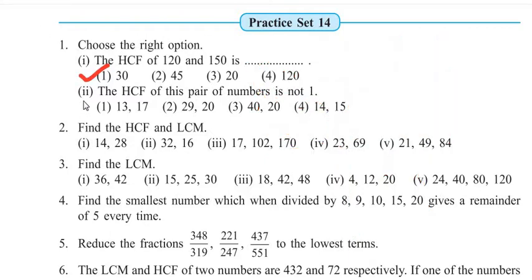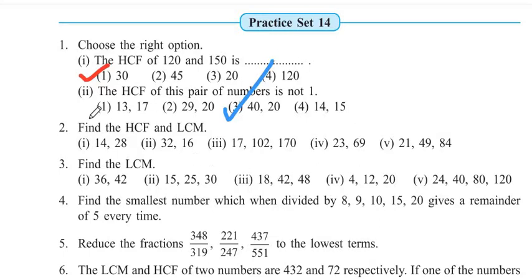Okay. Then see question number 2. The HCF of pair of numbers is not 1. Now see 13 and 17. These are prime numbers, and therefore HCF is 1. You know that HCF of prime numbers is always 1. Then 29 and 20. Is anything common in 29 and 20? No. So HCF is 1. Then see here 40 and 20. 20 twos are 40. And therefore here HCF is 20. And therefore option number 3 is your odd man out or right option.